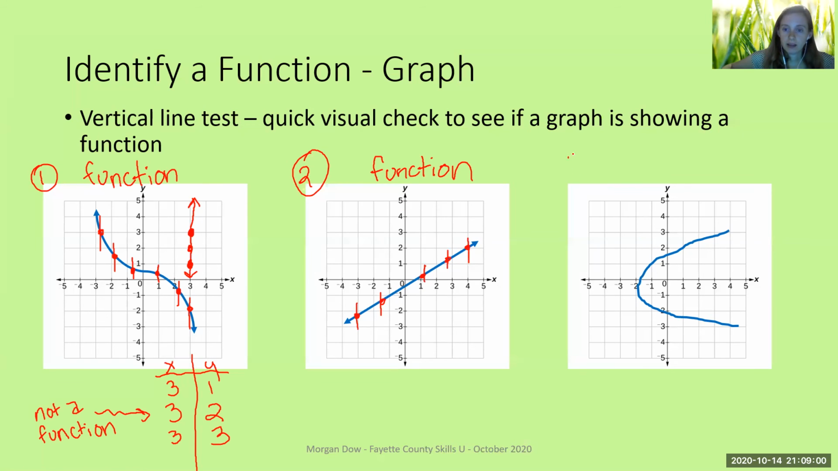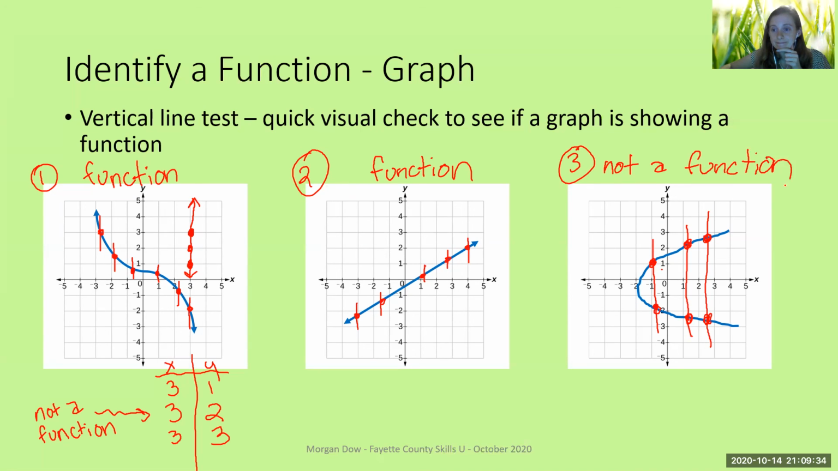And then the third graph here, if I start drawing vertical lines through the graph, I'll see my vertical lines are crossing at 2 points. They're not crossing at 1 point. I can see that there's parts of this graph that are stacked. They line up vertically. They're one on top of another. So this graph fails the vertical line test. It is not a function. And that's the vertical line test. So let's get a little more practice with that.